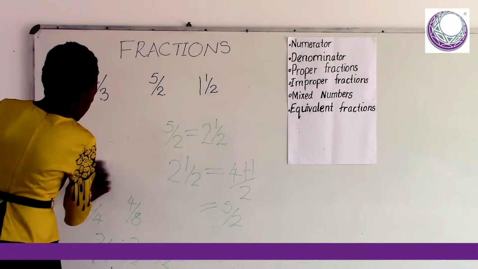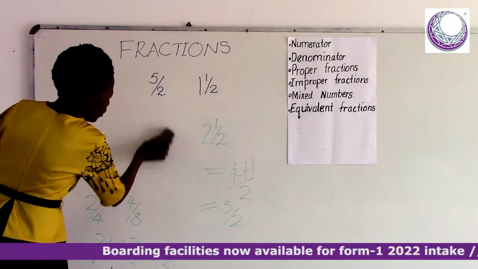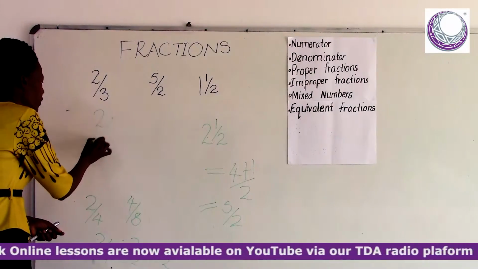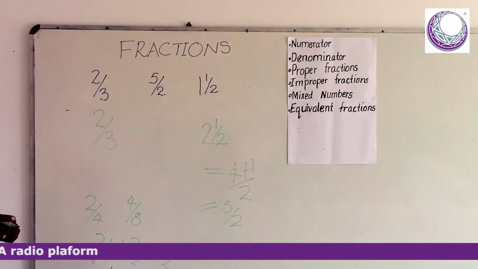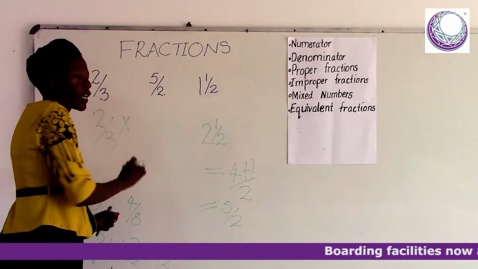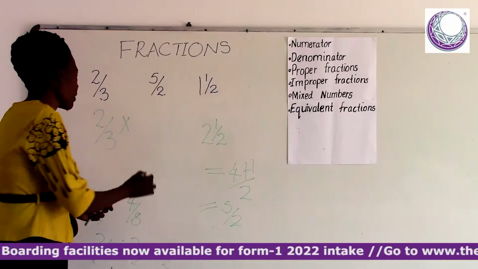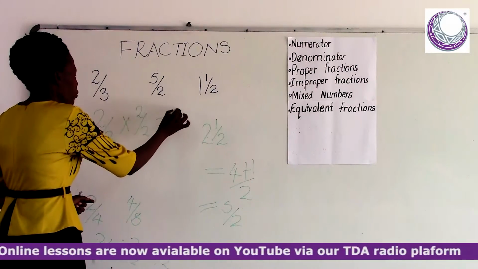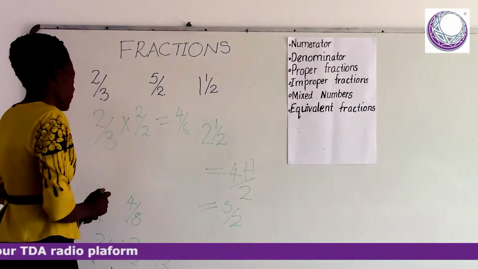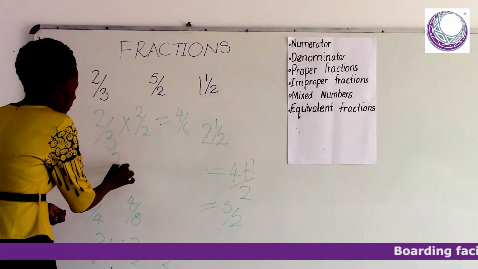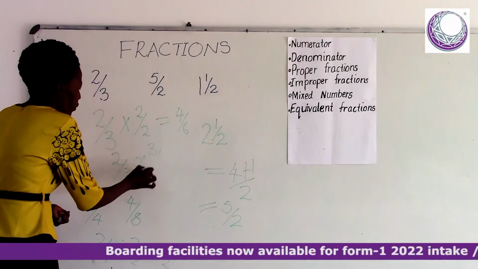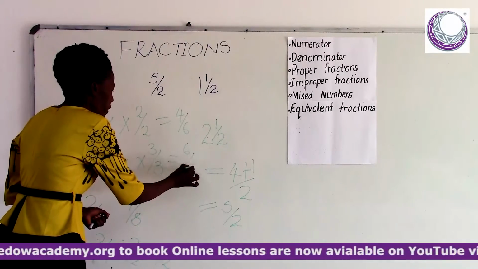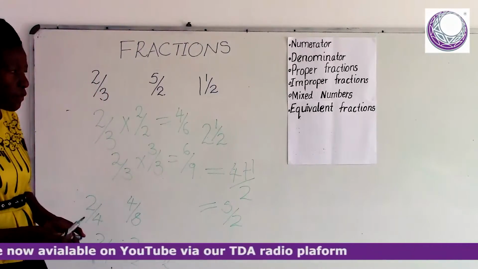I can also use the way of multiplication to find equivalent fractions. Right. Let me have 2/3 there. I'm supposed to use multiplication to find the equivalent fraction of 2 over 3. I can decide to multiply by 2 out of 2. What will I get? I'm going to get 4 out of 6. I may decide to multiply by 3 out of 3. What am I going to get? I'm going to get 6 out of 9. Okay, these are equivalent fractions.